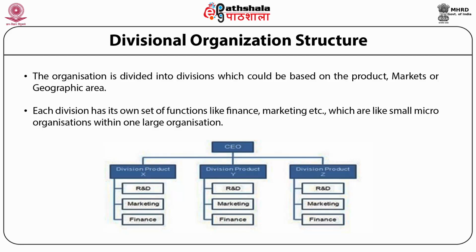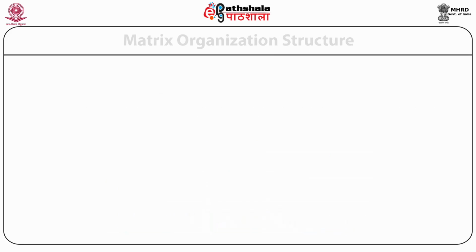Now, there are certain advantages of this particular kind of organization structure. The key interdependencies and resources within the division are coordinated towards an overall outcome. But the disadvantage is that there is too much duplication of resources, skills, and expertise as each division has its own function.